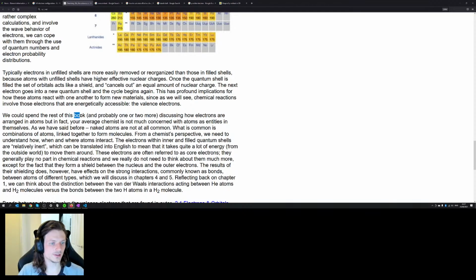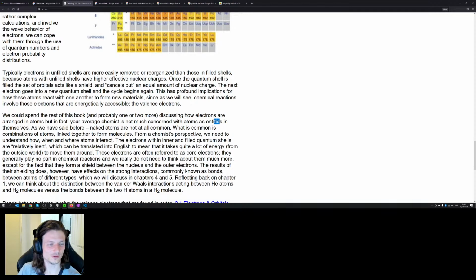We could spend the rest of this book, and probably one or two more, discussing how electrons are arranged in atoms, but in fact, your average chemist is not much concerned with atoms as entities in themselves. Unfortunately, I am. We should find another book.